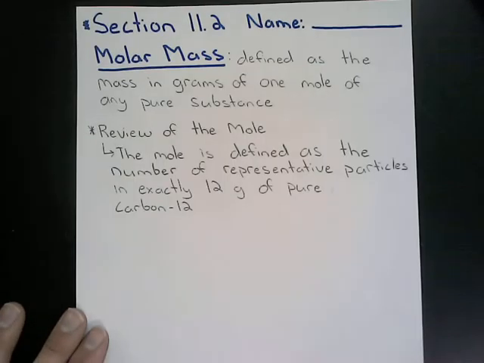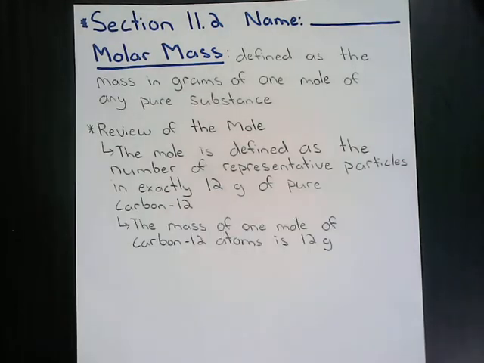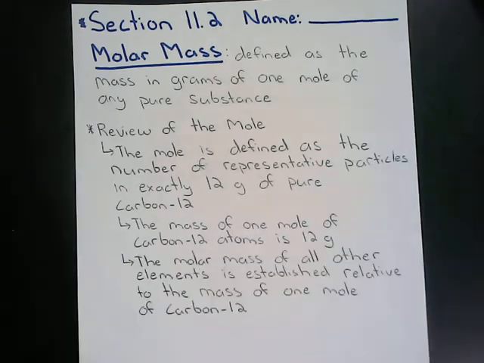Now, some things to take away out of this is the following. Number 1, the mass of 1 mole of carbon-12, or the isotope carbon-12, has exactly 12 grams. Now, the molar mass of all other elements is established relative to the mass of 1 mole of this carbon-12 isotope. So again, this business about the isotope carbon-12 just establishes a quantitative or numerical value that we can associate grams with for a mole of a particular substance, or even in this case, an element.